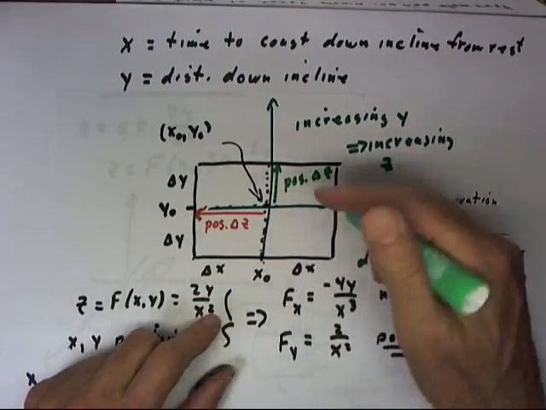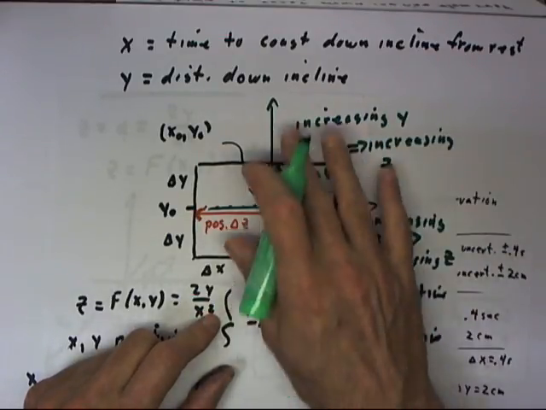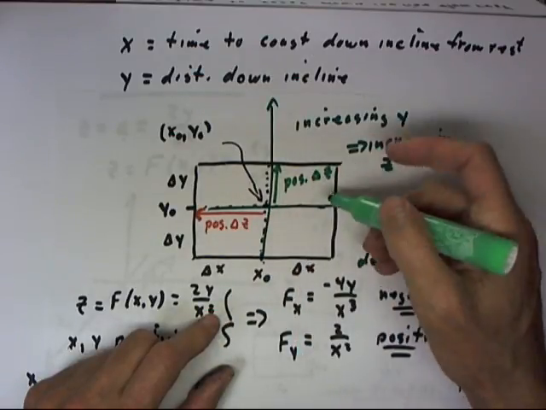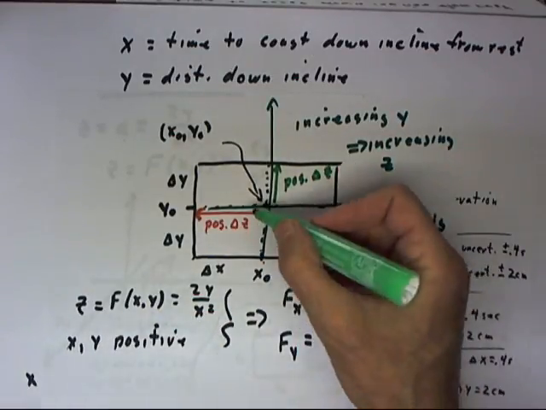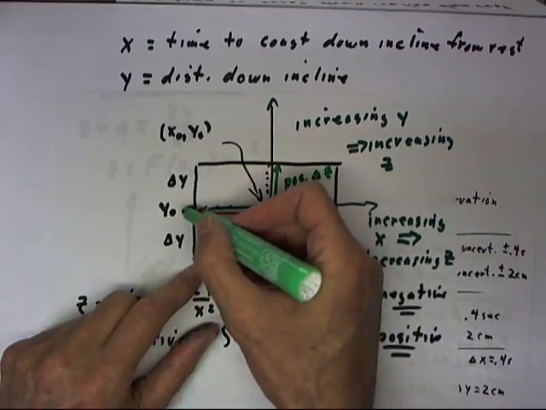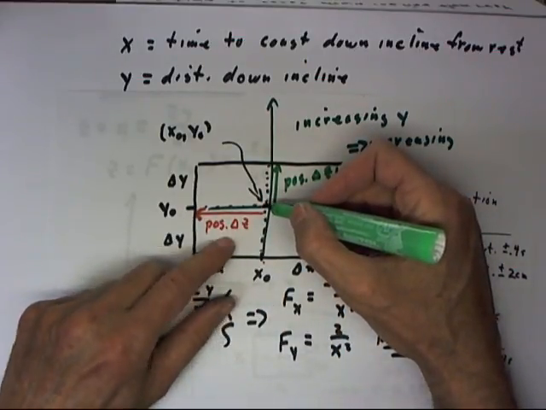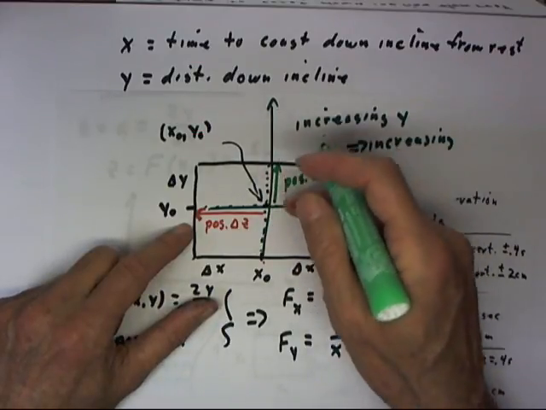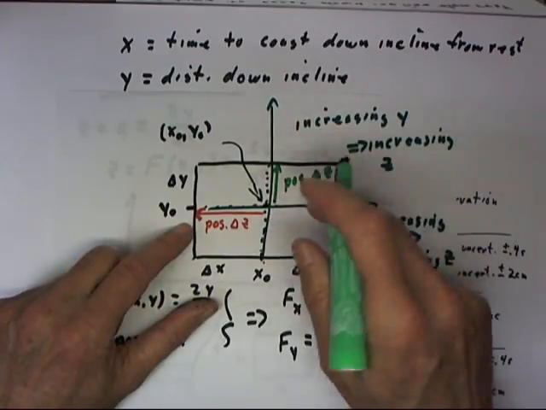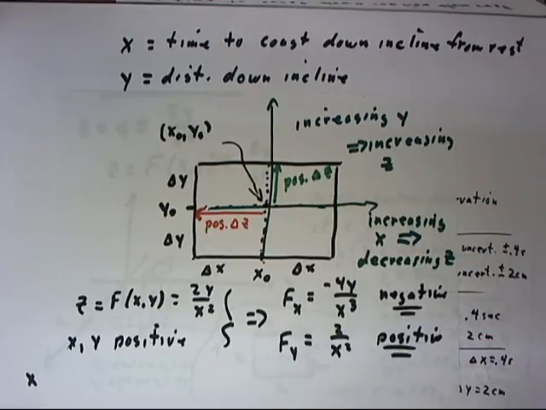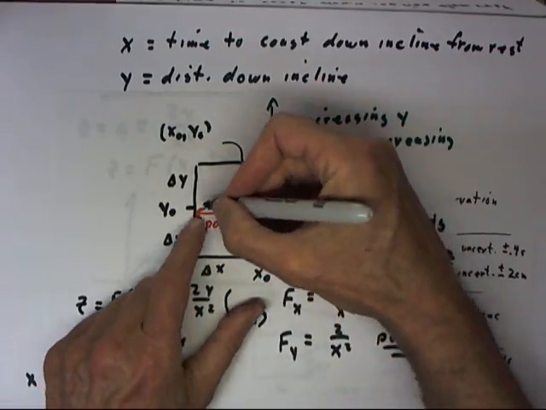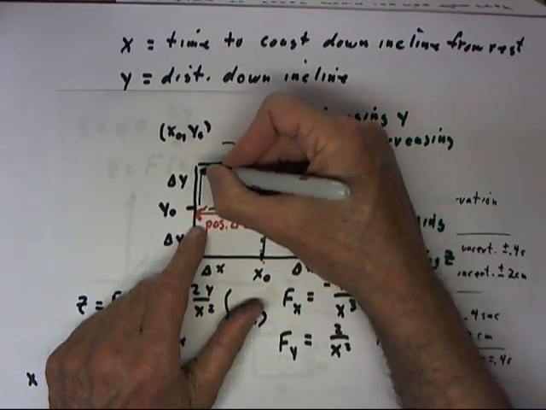A positive change in y will be in this direction, and that's going to result in a positive change in z. So if we start in this direction and move some distance in the negative x direction, we're going to get a positive change in z. And if we move some distance in the positive y direction, we get a positive change in z. We also expect a positive delta z as we move from this point to this point.